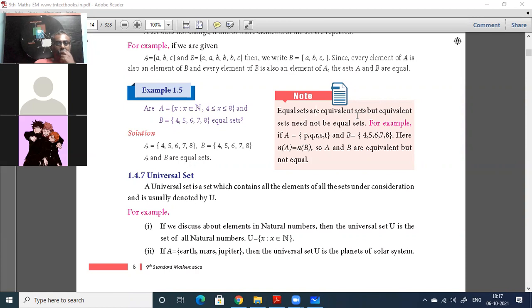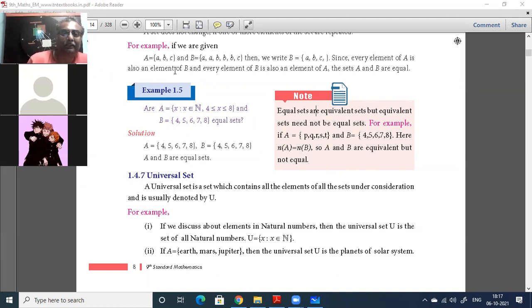Read. For example, if we are given A is equal to {a, b, c} and B is equal to {a, b, c}, then we write A is equal to B, since every element of A is also an element of B, and every element of B is also an element of A. The sets A and B are equal.